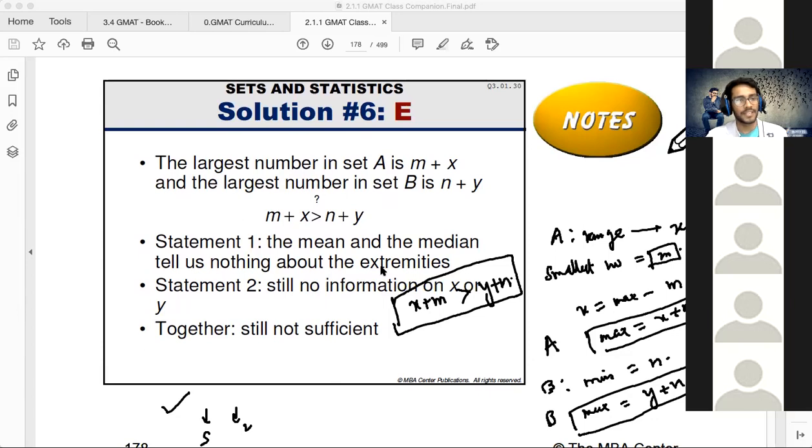Statement 1. The mean and the median tell us nothing about the extremities. Yes, that's how the definition is. The mean and median tell us nothing about the extremity.